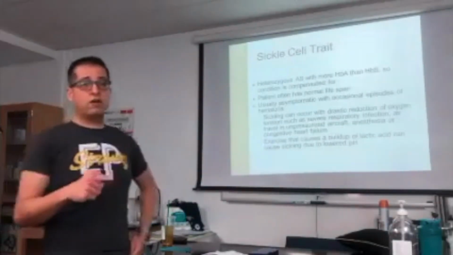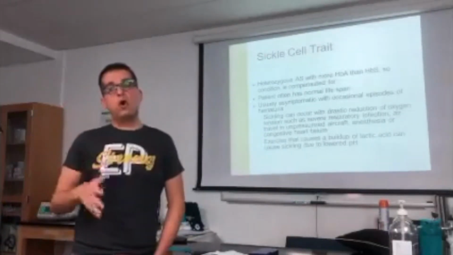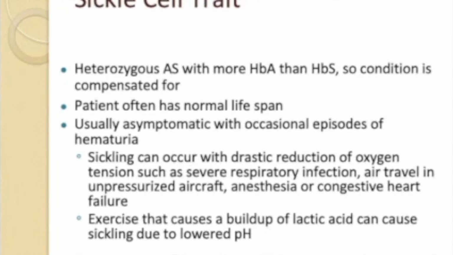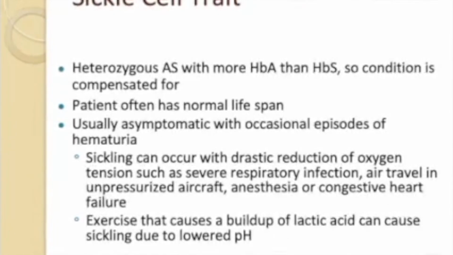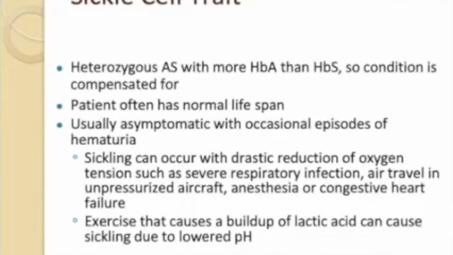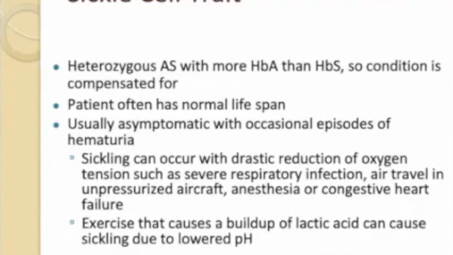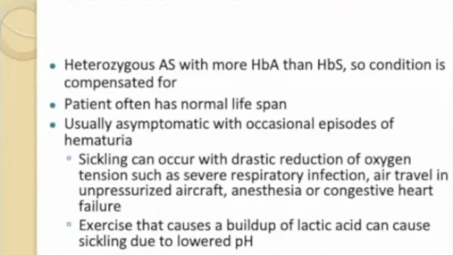Patients that are AS, so everything that we discussed prior to, that's for homozygous individuals. It means that they got the trait from both parents in this case. So since they got it from both parents, they're homozygous for it. In this case, they're heterozygous. One of their parents gave them the normal hemoglobin A allele, and the other one gave them the trait for it. So in these cases, usually patients often have a normal lifespan.